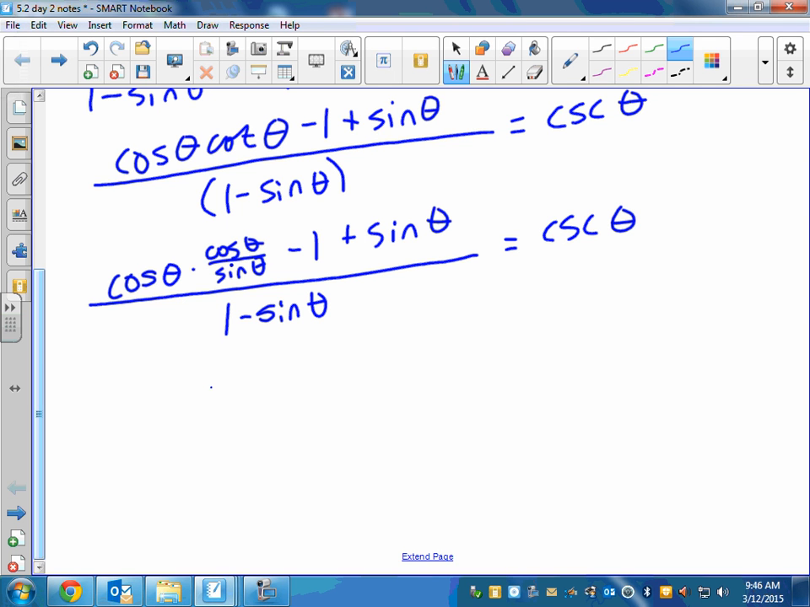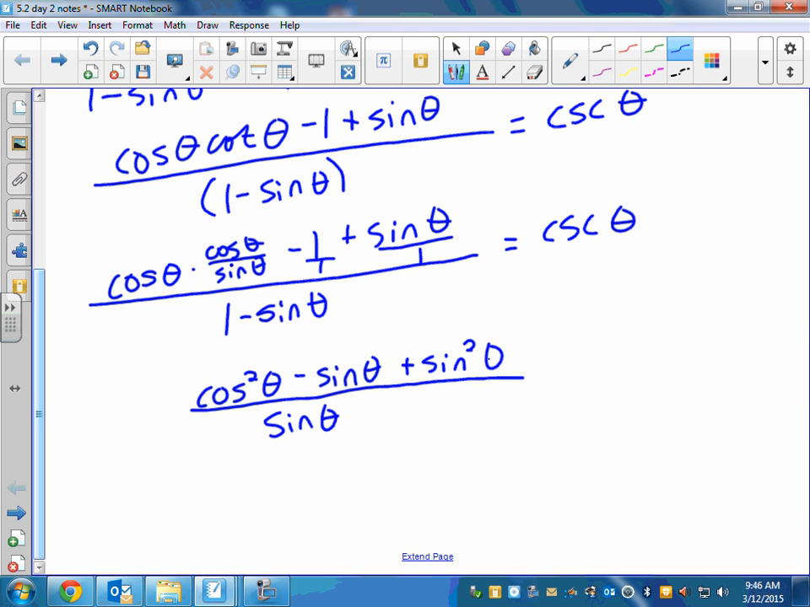So cosine times cosine is cosine squared over, I'm going to put everything over sine. What would 1 be if I got a common denominator with sine? It's just going to be sine over sine, right? That's just going to become minus sine theta. And right now this is sine over 1, and I want it to be over sine, so what do I have to multiply at the top? Sine. So sine times sine would be plus sine squared. But don't forget, that's just the numerator, all still over 1 minus sine theta.